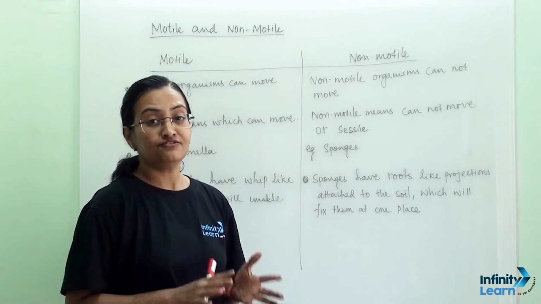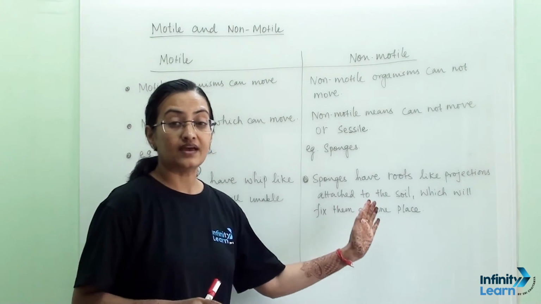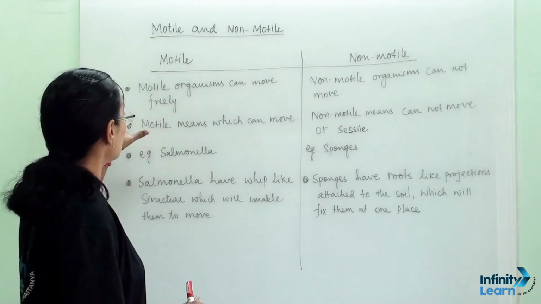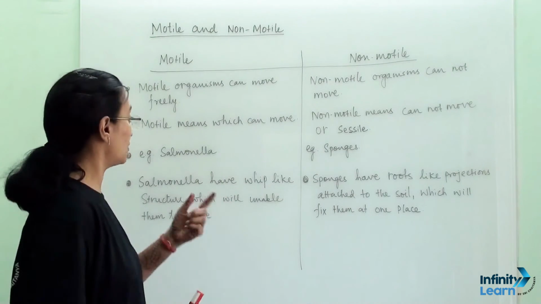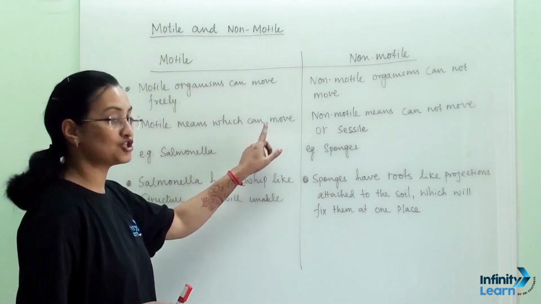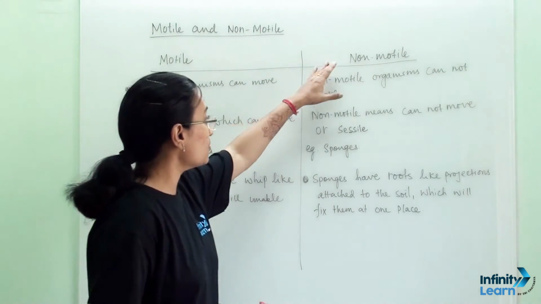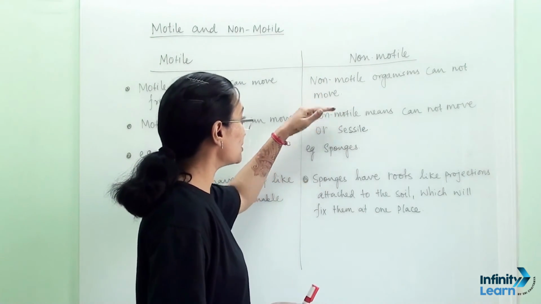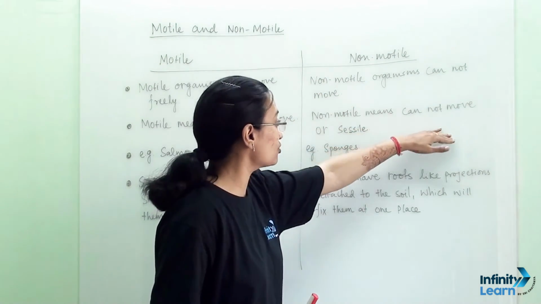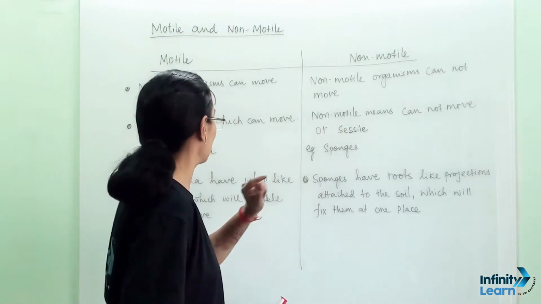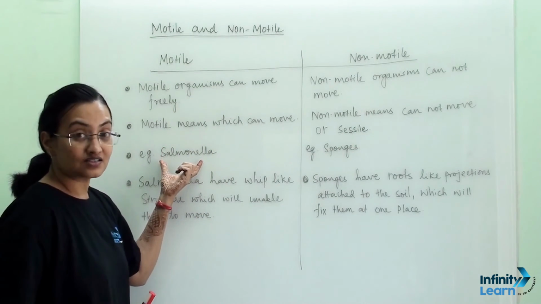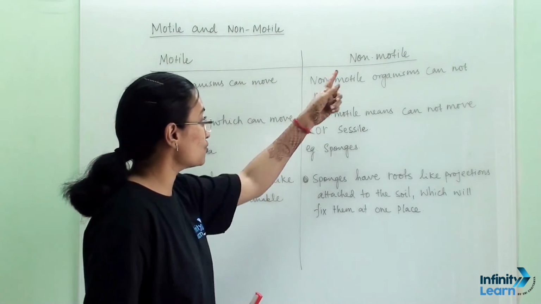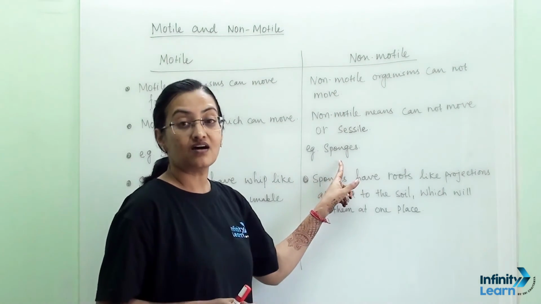Let us see the difference between motile organisms and non-motile organisms. Motile organisms can move freely, that's why they are known as motile organisms. Motile means which can move. Non-motile organisms cannot move, because non-motile means cannot move, or sessile. Examples of motile organisms are Salmonella bacteria, whereas non-motile organisms are sponges.